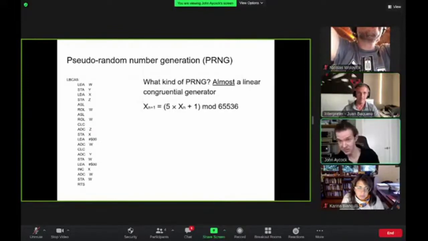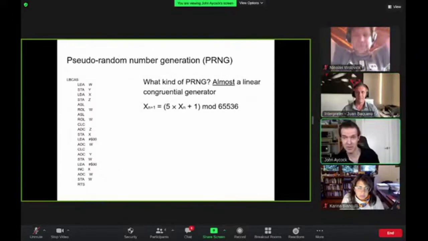It's reasonable to ask what algorithm the game is using to produce random numbers. It is almost what's called a linear congruential generator.